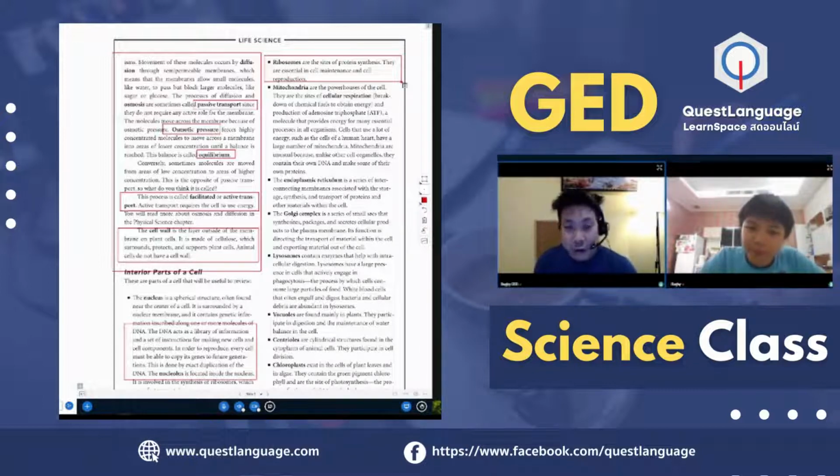Here's the magic, ribosome. Ribosome is like a 3D printer for cells. So it has to come up with different structures, you know, proteins, to make sure that cells have good maintenance and can reproduce.